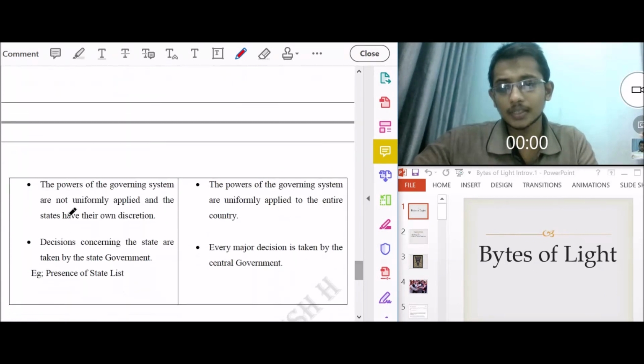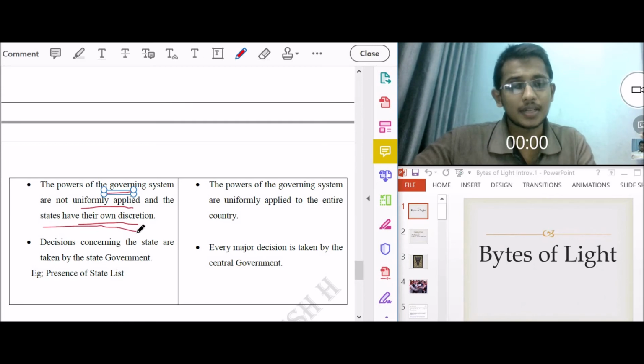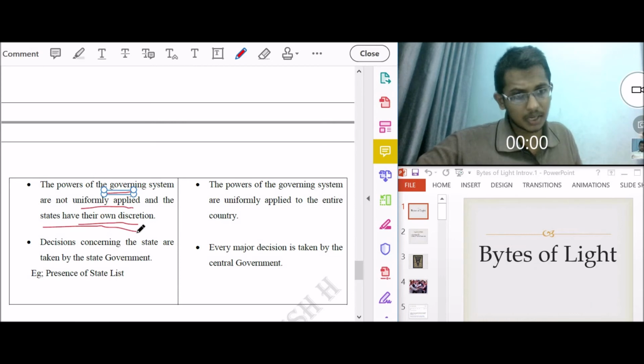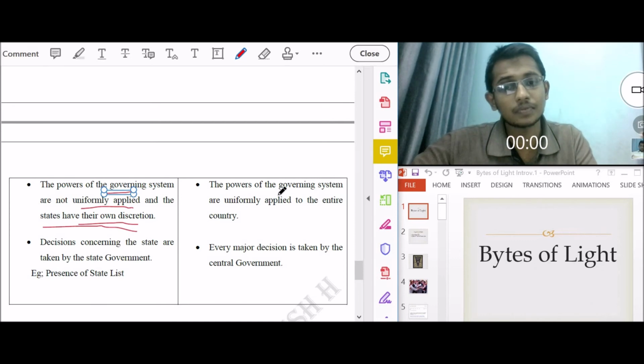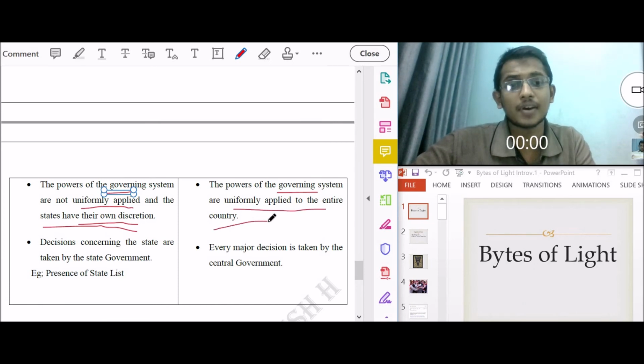Another point is that the powers of the governing system are not uniformly applied, that is, the states have their own discretion. The state can decide whether this law is to be implemented as such in the state or not, or whether any other provision needs to be added according to the diversity of the state. So that is one provision. And the powers of the governing system in case of a unitary government are uniformly applied and the states do not have a discretion. So that is another point.